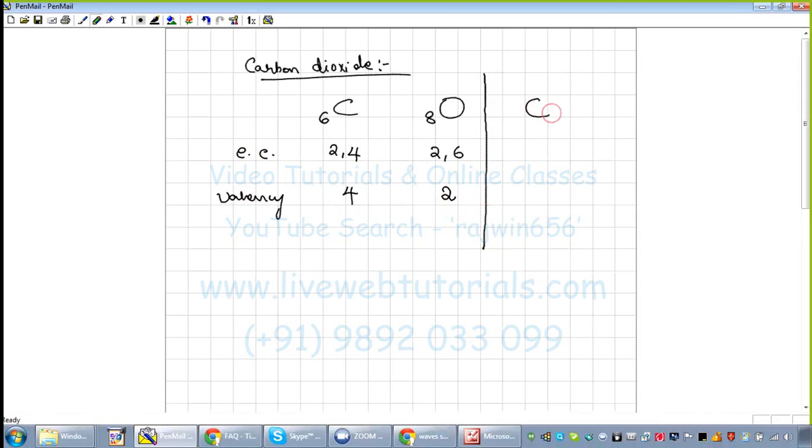I can write down the valencies of carbon and oxygen on the top. Valency of carbon is 4. Valency of oxygen is 2. Common factor is there. This will be 2 ones and 2 twos. Now you can exchange these valencies, these numbers. This 1 will come over here. This 2 comes over here. So the formula of carbon dioxide becomes CO2. Now just see how the bonding is going to take place.